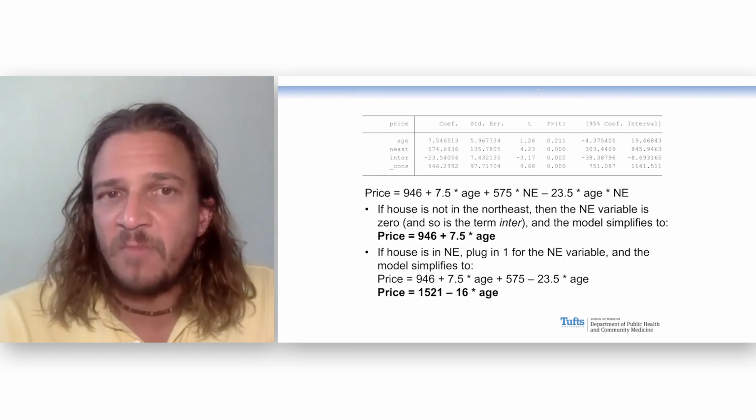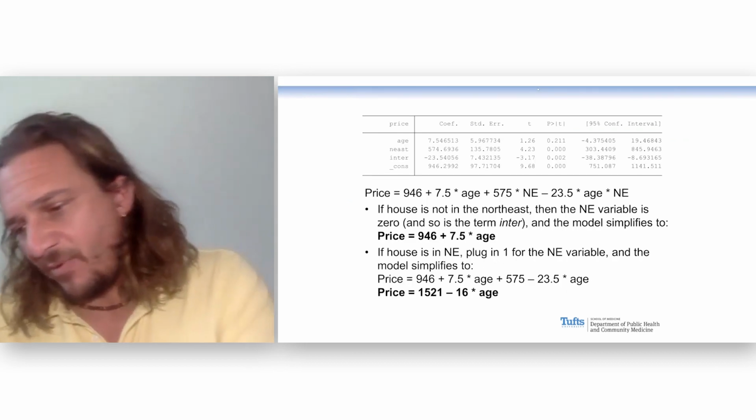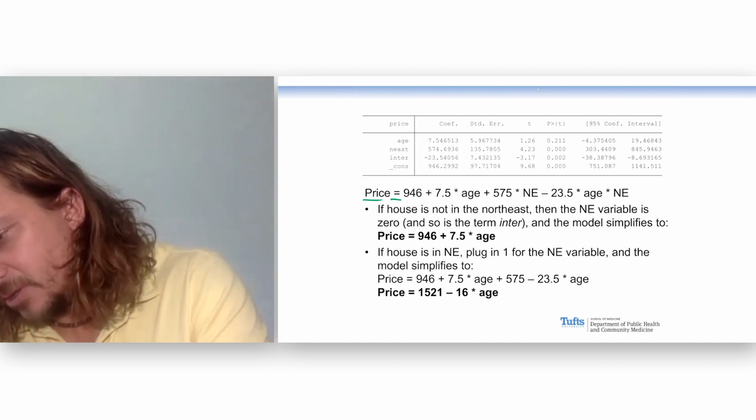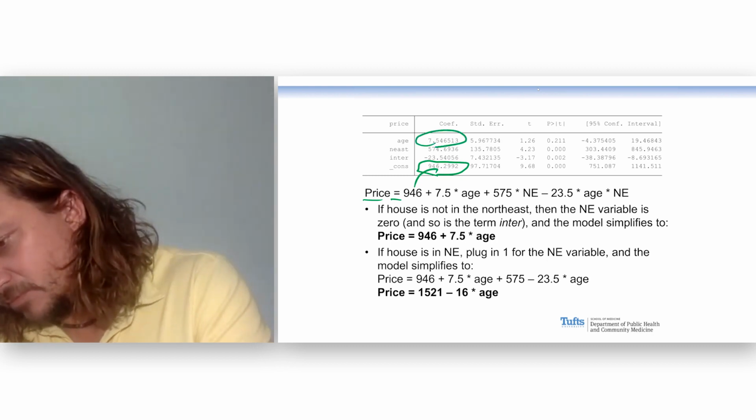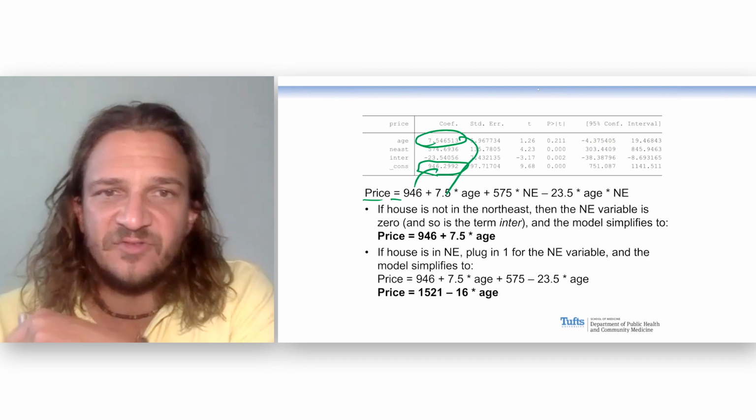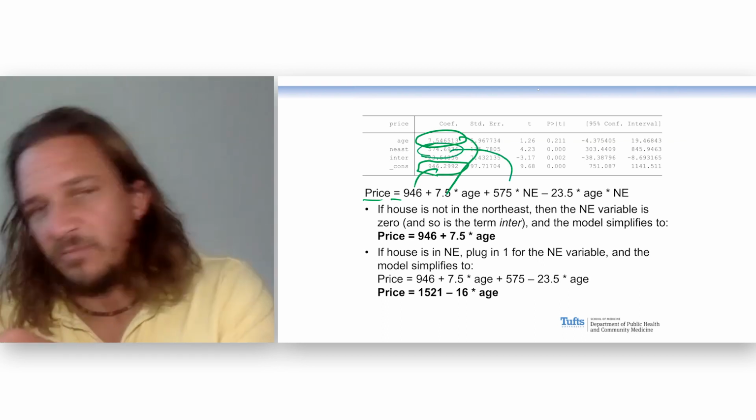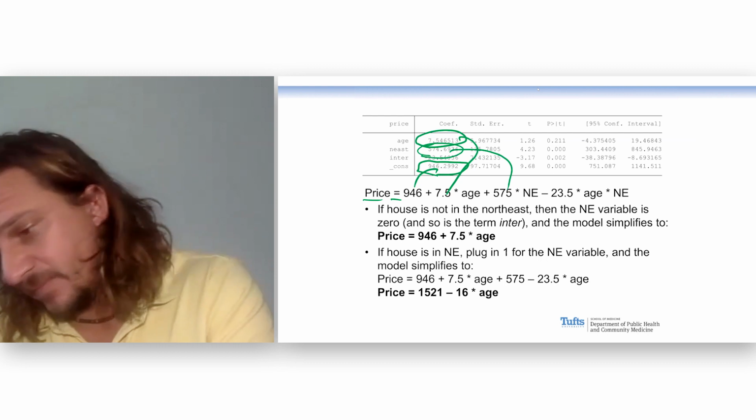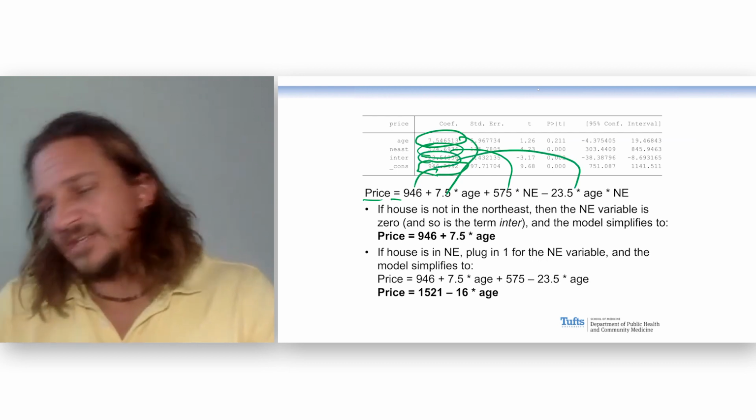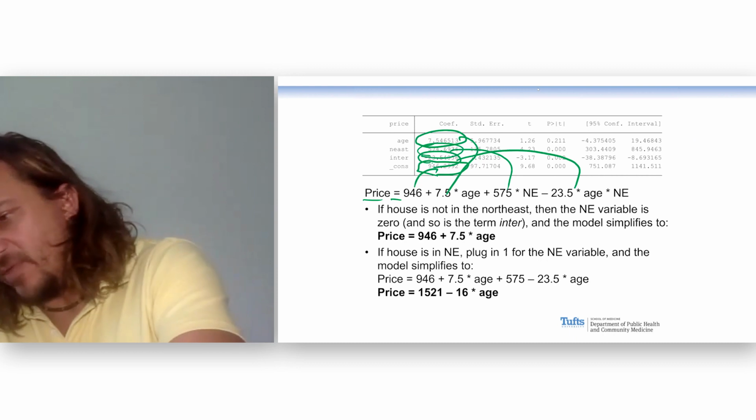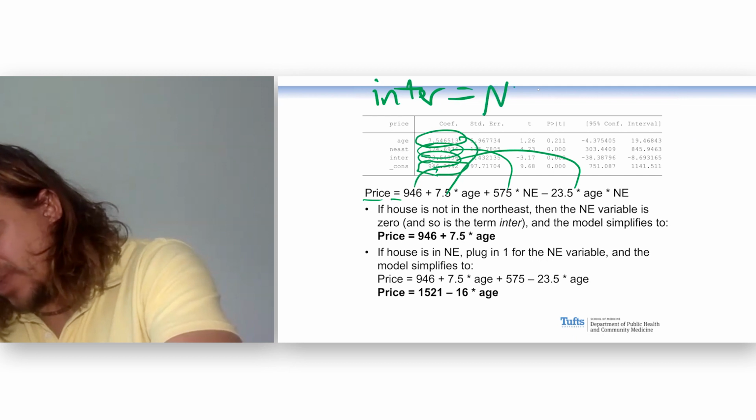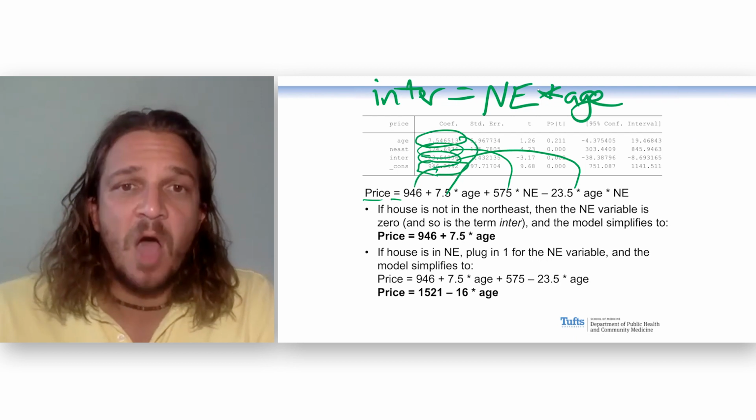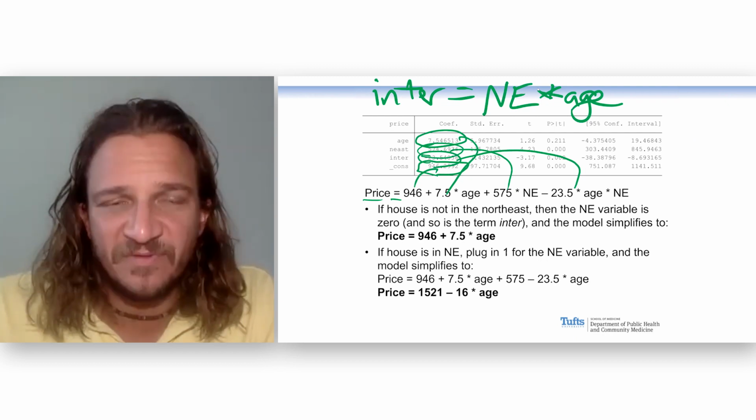When you write out the full model, it would be something like this. Price equals 946 plus 0.75 times age plus 574 times northeast. This is a negative sign in there. Minus 23 times inter. And remember that the interaction thing, we just made it, right? The interaction is northeast times age. So that is our model, okay? That's the model. Now we can simplify it.